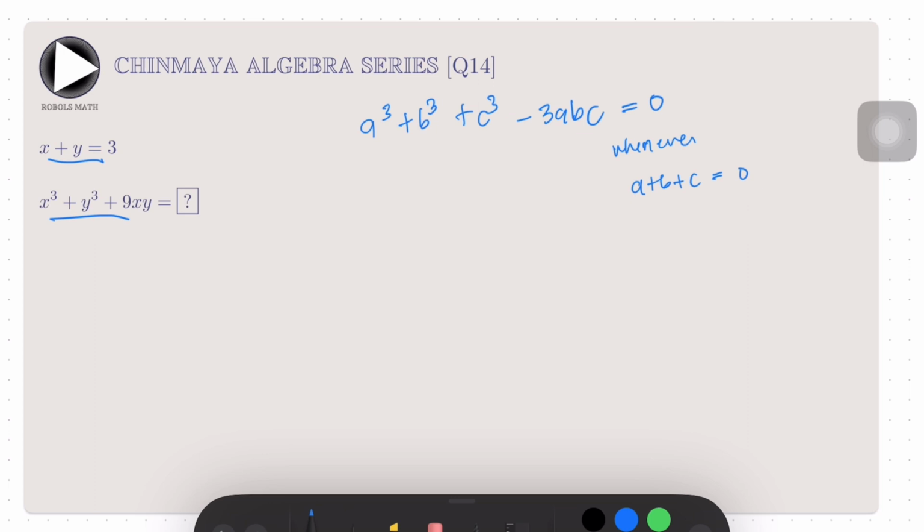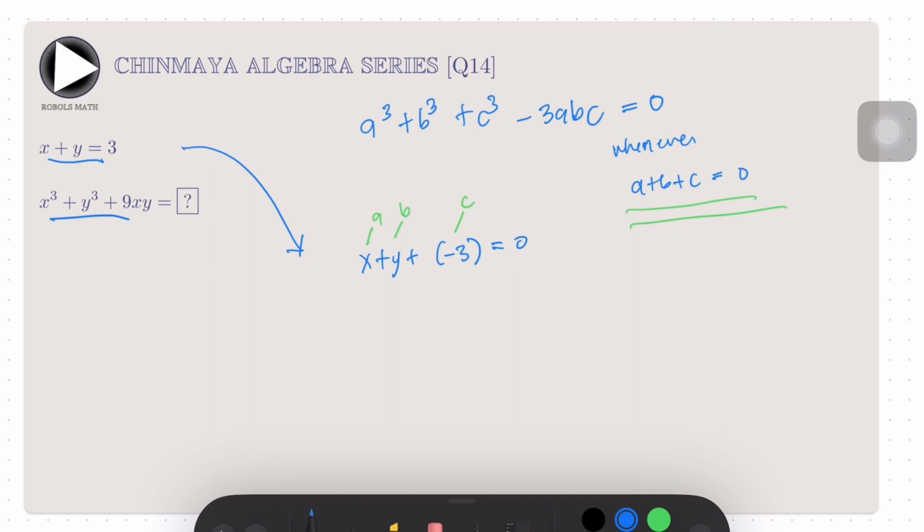Now you might wonder how this applies to this problem at hand, given that we only have two variables. The answer is that we will treat the constant as another variable. So we will write x plus y equals 3 as x plus y plus negative 3 equals 0. Now if we consider x as a, y as b, and negative 3 as c, then we satisfy the condition that we've set in our identity.